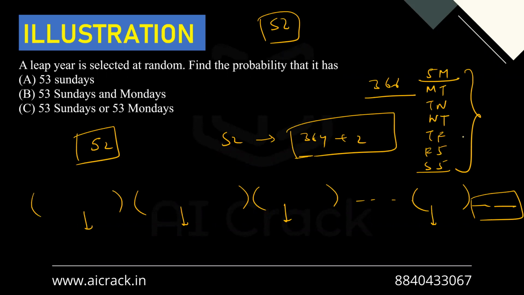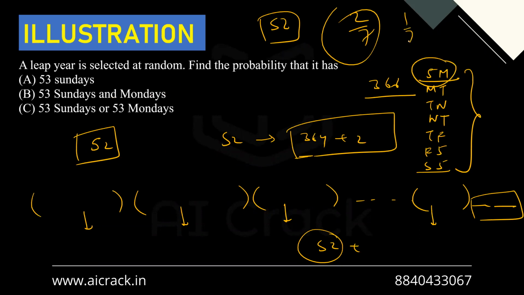Either it can be Sunday, Monday, then we'll have these 52 plus this one Sunday, or we can have Saturday, Sunday. In that case, we'll have 52 Sundays over here and one Sunday from here, right? So 2 by 7 would be the answer, because the total number of events would be 7 and the favorable number of events would be 2. In case of 53 Sundays and Mondays, that is just one case, right? Sunday and Monday, that would be 1 by 7.